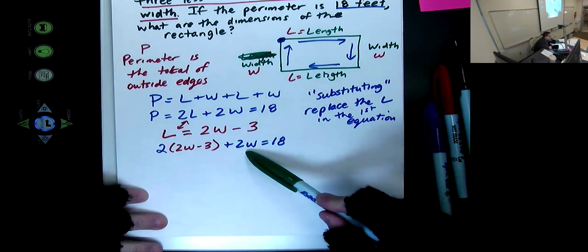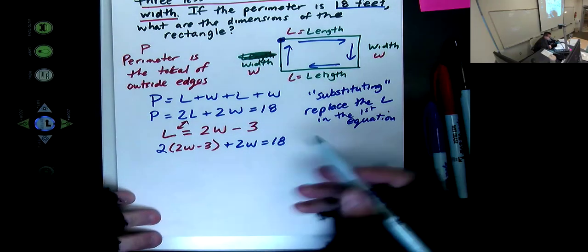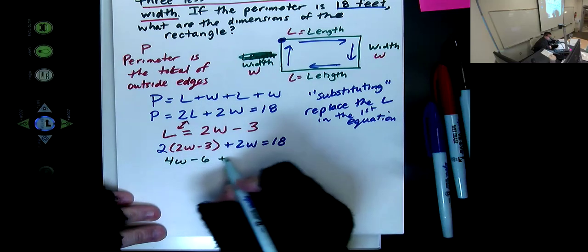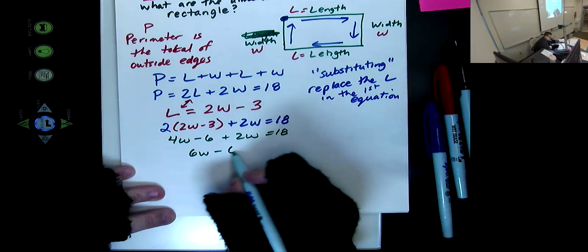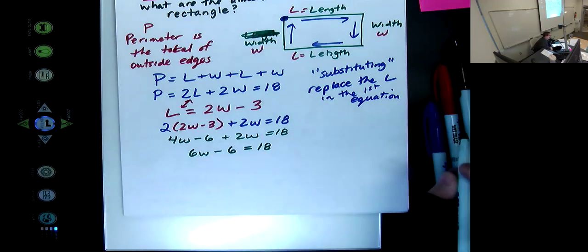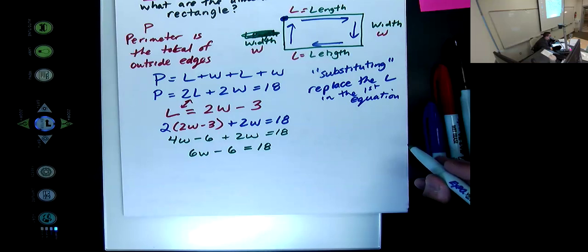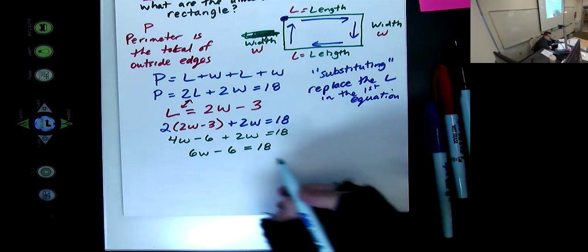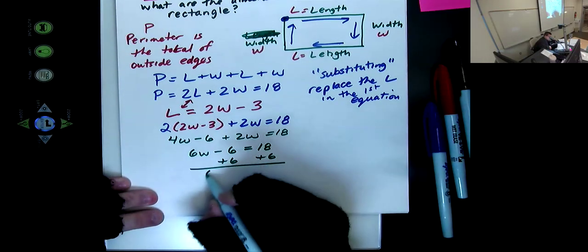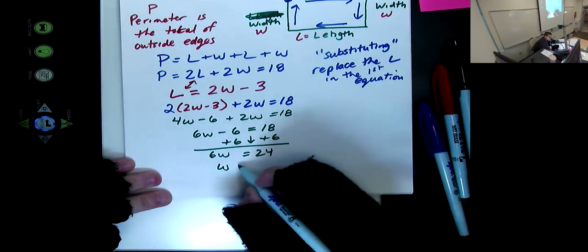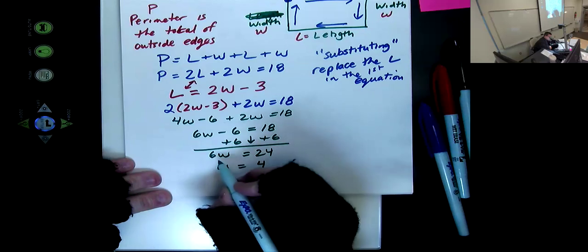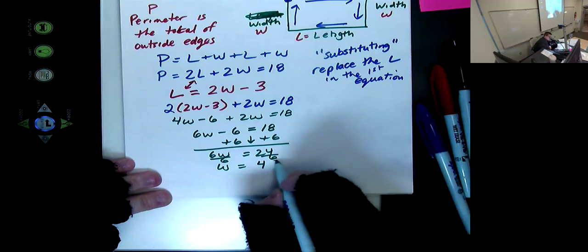Well, now we only have one variable. We only have W's in it now, which is good. That's what we want. So we can solve this by distributing. We collect the like terms. We add 6 to both sides. Divide both sides by 6. And I get W equals 4.